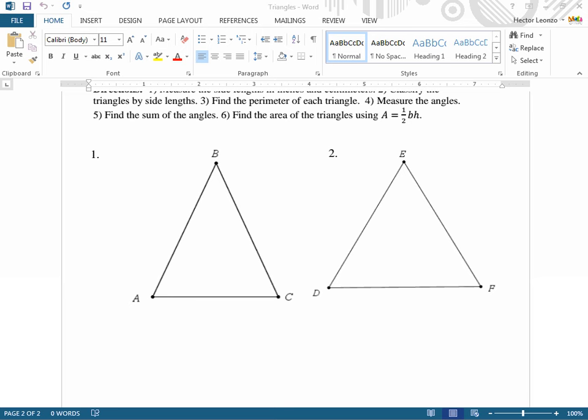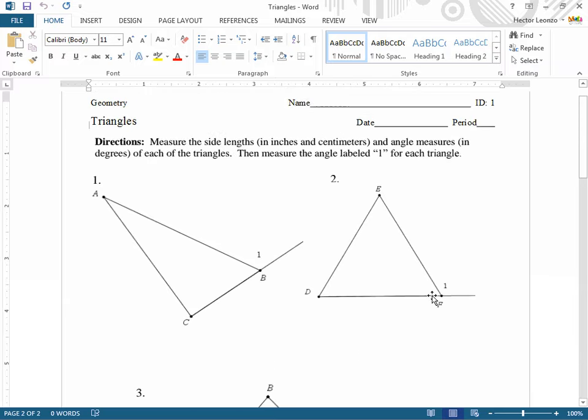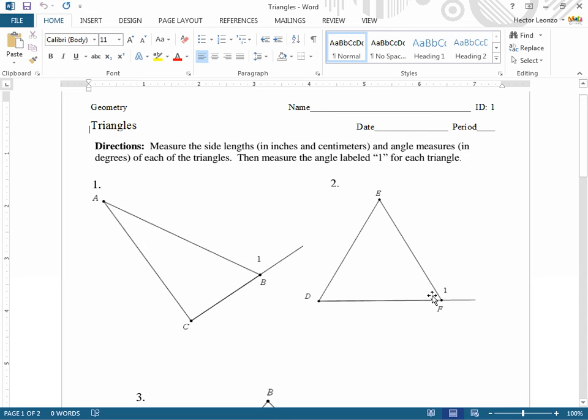So looking at the homework, let me take a look. On the front side first. By looking at the homework, the first part, it's only 3 questions up front. Measure the side length. So there's 3 sides for each triangle. Measure the side length in inches and centimeters. So write down how many inches, write down how many centimeters for each. I have a few rulers I can let you guys borrow. And then measure the angles in degrees of each of the triangles, each angle. So each corner, measure it in degrees. You guys have your protractor to do that.